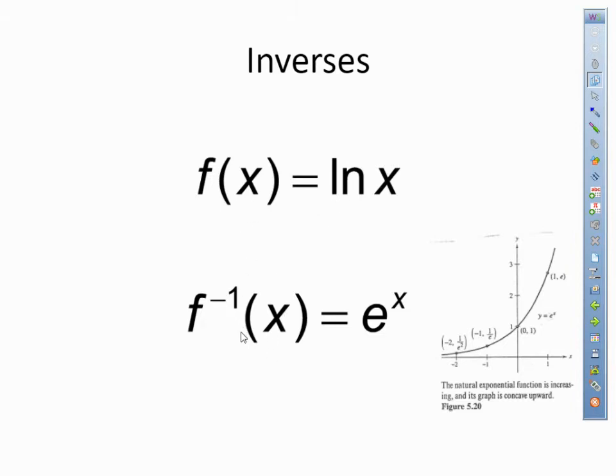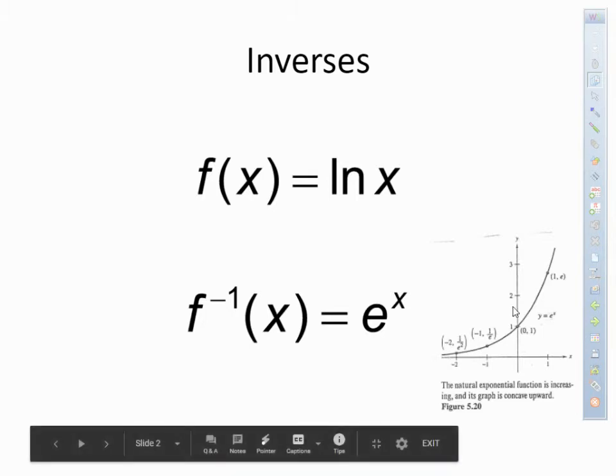The inverse of natural log is the function e to the x. That's why we're studying these together, because they are inverses of each other. They undo each other. So e and natural log are opposite operations. And this is what e to the x looks like.